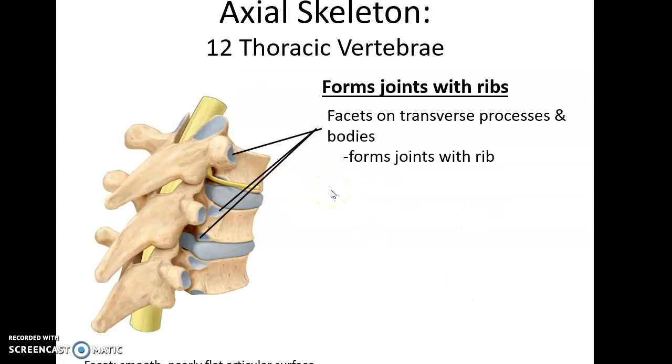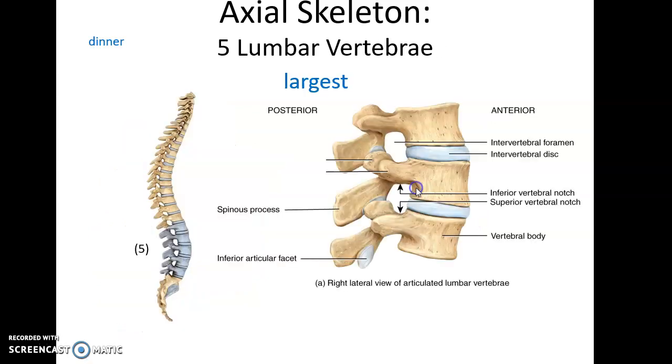Thoracic vertebra. 12 thoracic vertebrae. They are making joints with the ribs. So they have these extra smooth facets on their bodies and on their transverse processes. These smooth facets are where they're forming joints with the ribs. So if you see these extra facets, you have a thoracic vertebra.